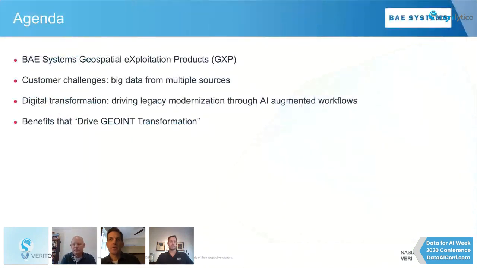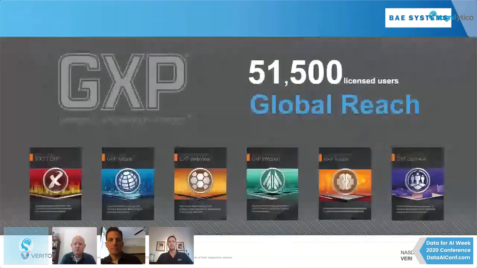Quick agenda, I'll talk a little bit about BAE and GXP for a moment, but then really try to get into present you with a little overview of some of our legacy workflows, and then talk a little bit about some of the things that we're trying to do using artificial intelligence and machine learning to help drive transformation of those workflows and the broader GEOINT industry. And so on the next slide, I'll just quickly touch base on BAE Systems and GXP.